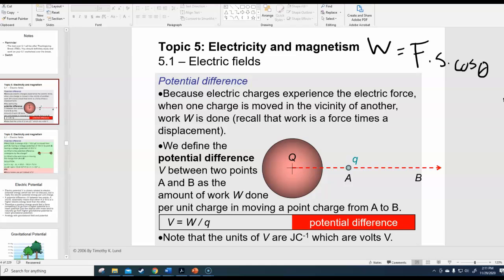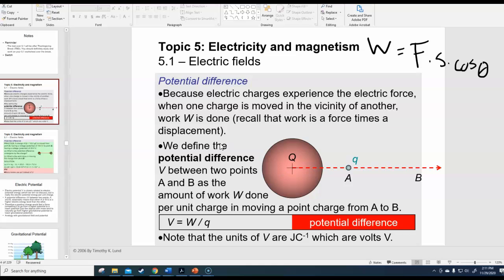We're going to introduce the concept of potential difference. And the way we're going to define it is that the electric potential difference between 2 points is the amount of work done per unit charge in moving a point charge from A to B. Now, here's what I mean by that. Let's say we have this big charge over here, Q. This big old thing, this is a big old charge, and it's creating an electric field. Little q clearly is going to experience a force due to the electric field created by big Q.